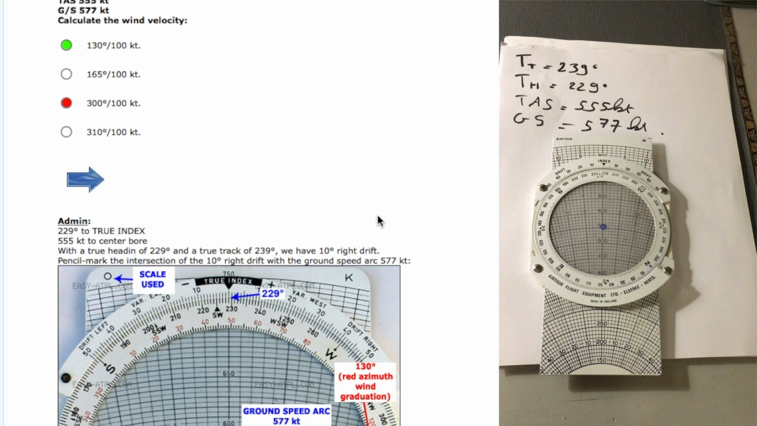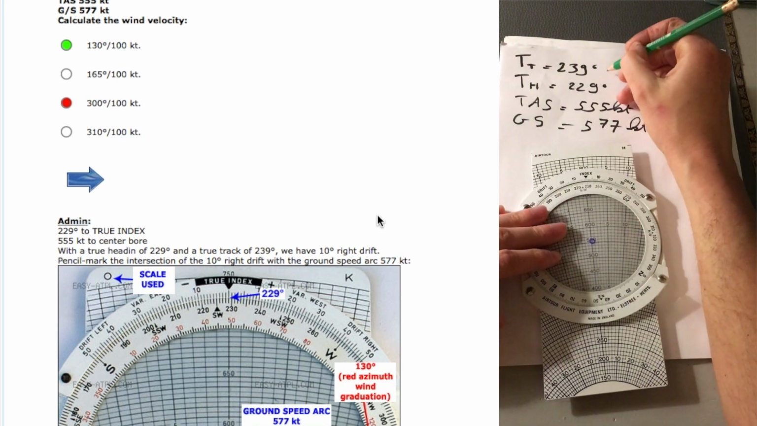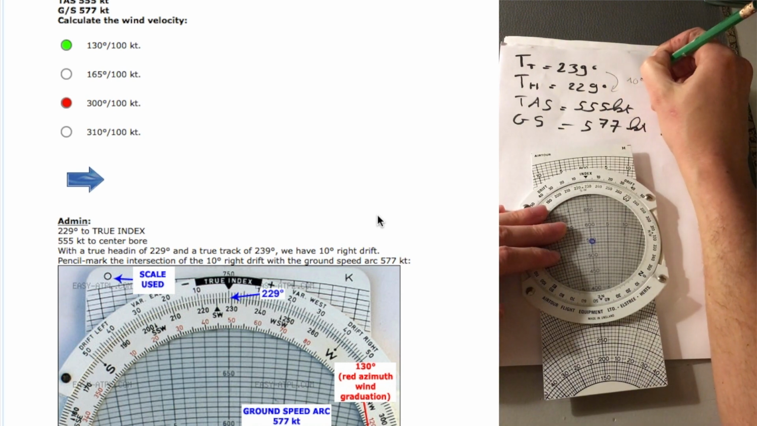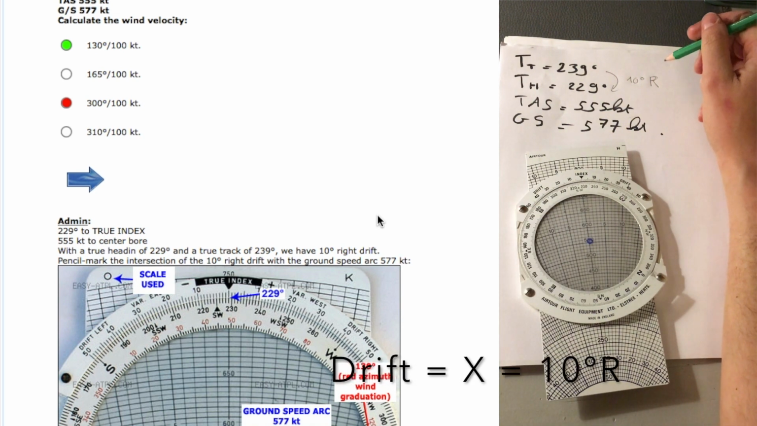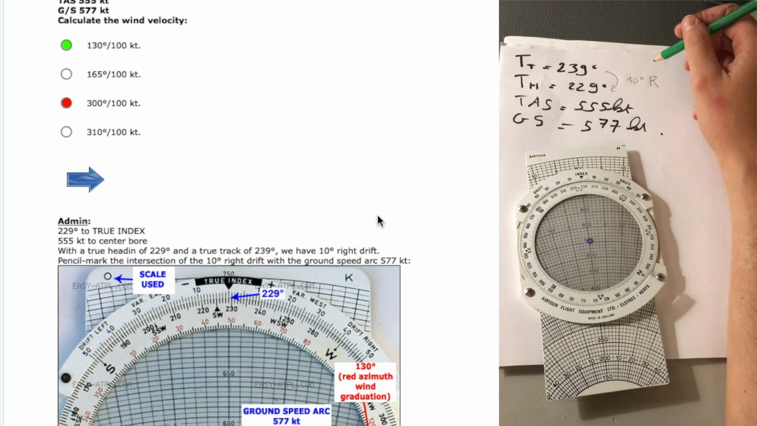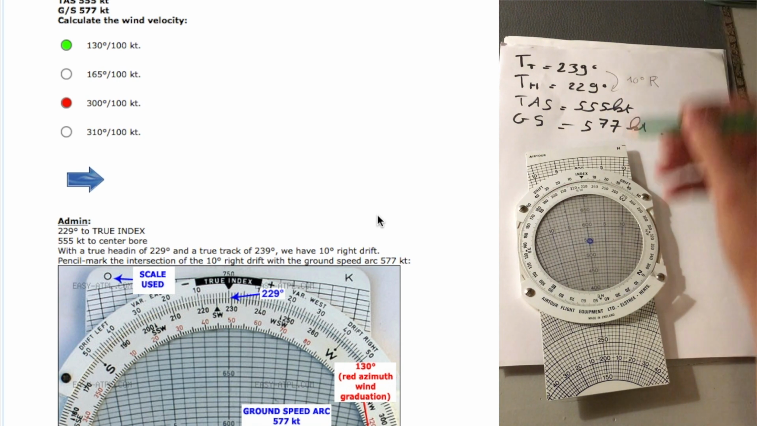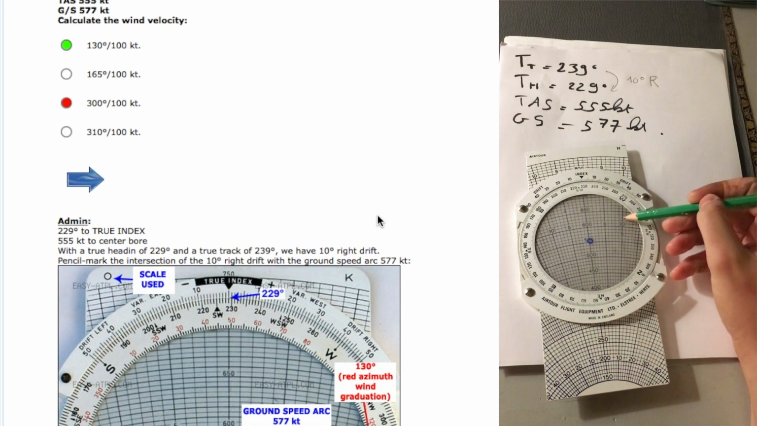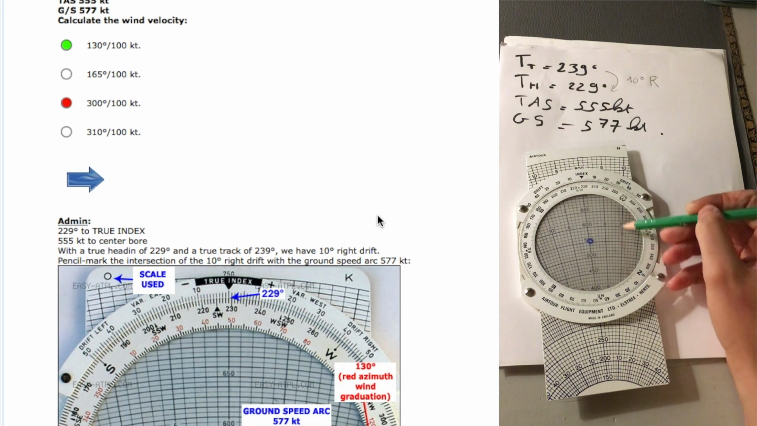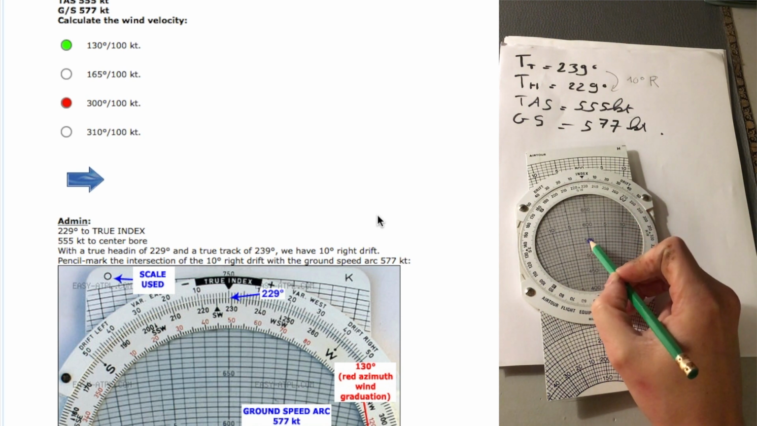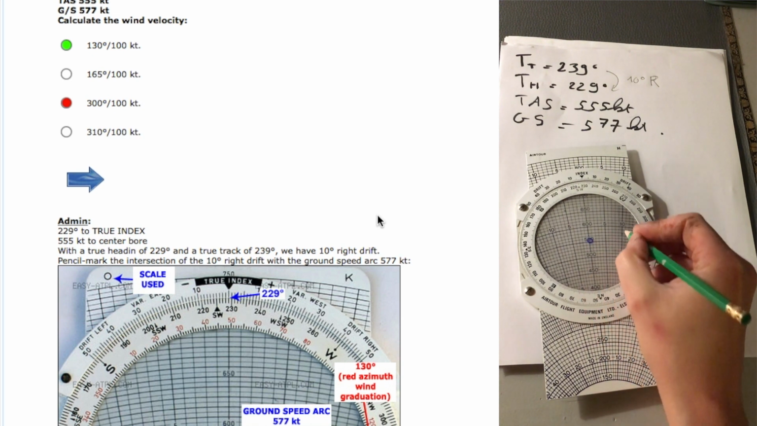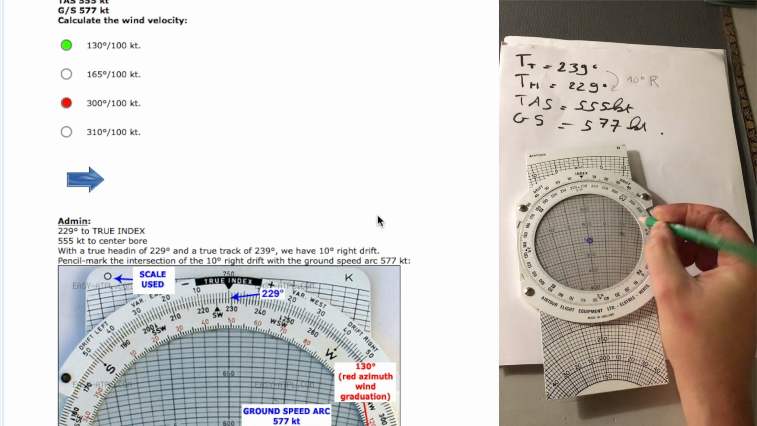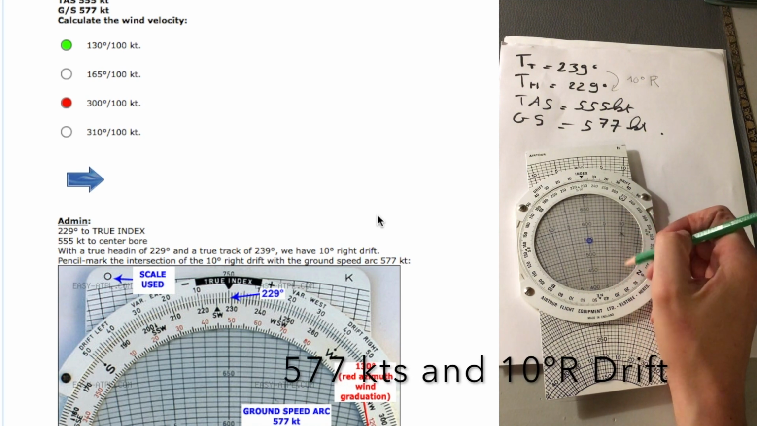So what we now have to do, well, quite simply, first of all, we have a drift of 10 degrees to the right. Okay, with this 10 degrees to the right drift, I can now pencil mark 10 degrees to the right is here, and I can mark this under 577 knots. Here I have marked 577 knots, 10 degrees drift.